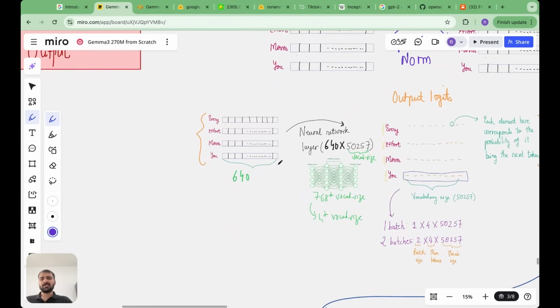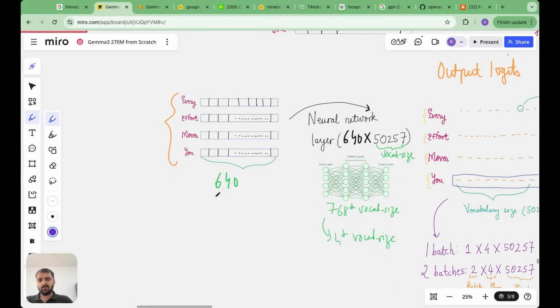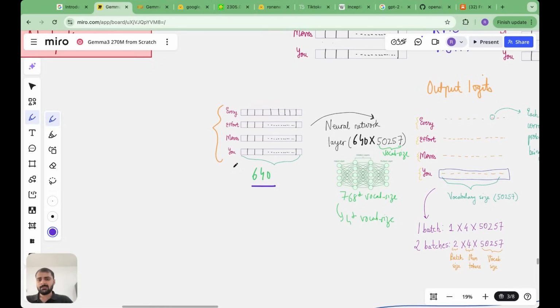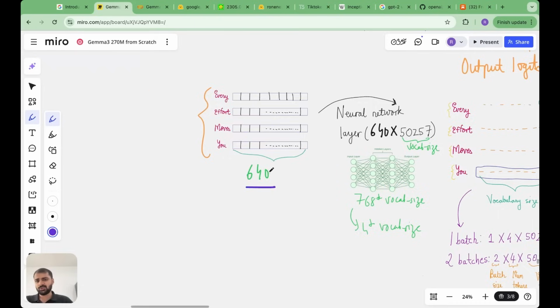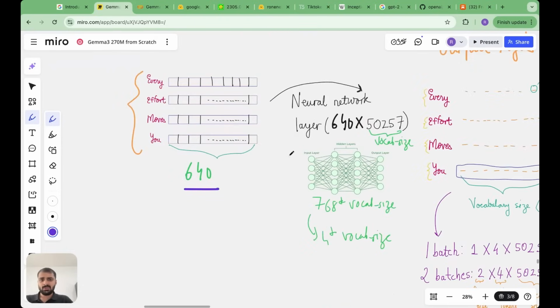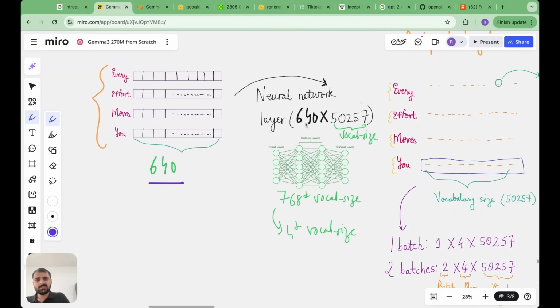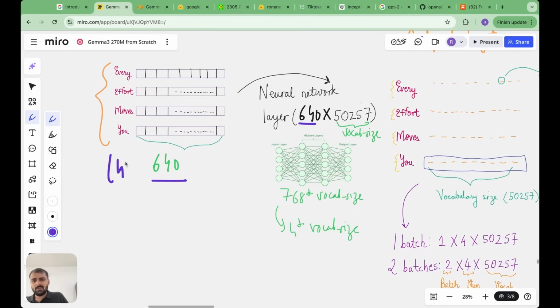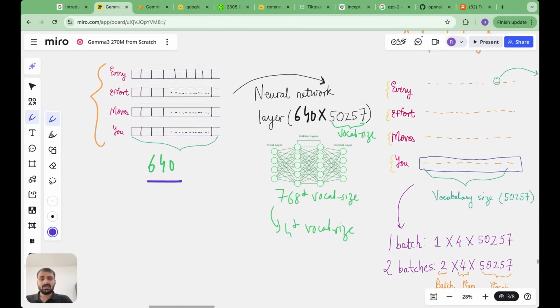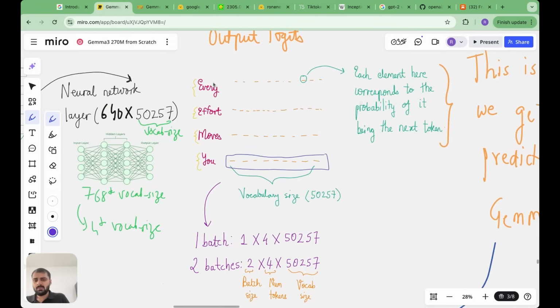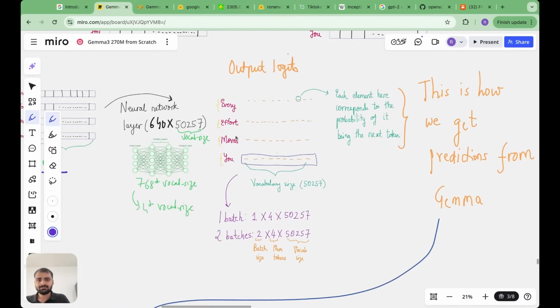Now here is the critical step, which is the final output layer. Here is where we go from the embedding dimension to a vocabulary dimension, right? So we have these four tokens, but each of them has 640 dimensions associated with it. So we multiply this with a neural network which has dimensions of 640 multiplied by 50257. If you have a 4 times 640 matrix, and you multiply it with a 640 times 50257, the resultant matrix will be 4 times 50257. You will have 4 tokens, but now each will have a 50257 dimensional vector.